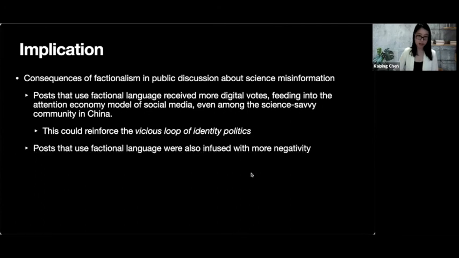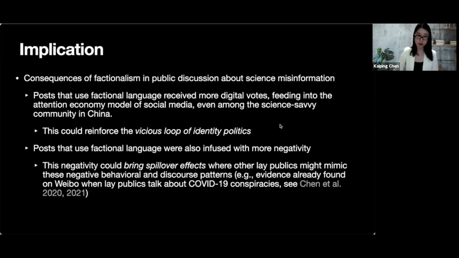And we also see that posts that use this type of factional identity language were also infused with more inflammatory language. They use disgusting words or show anger. So this negativity could also bring spillover effects to other lay publics, because other social media platforms might mimic this type of negative behavior and discourse patterns from this platform.